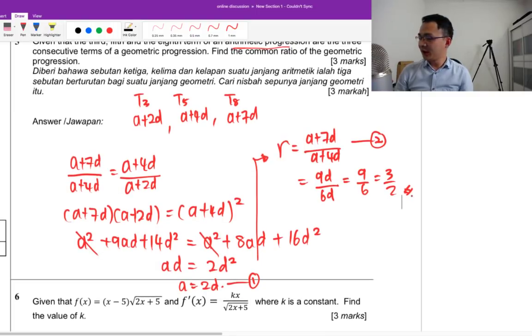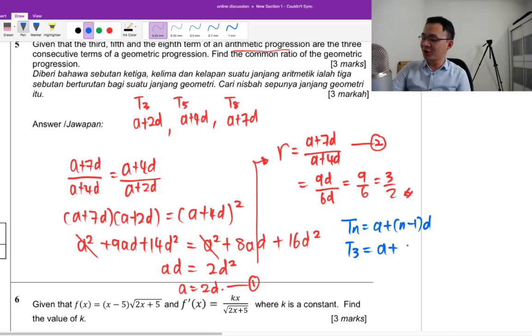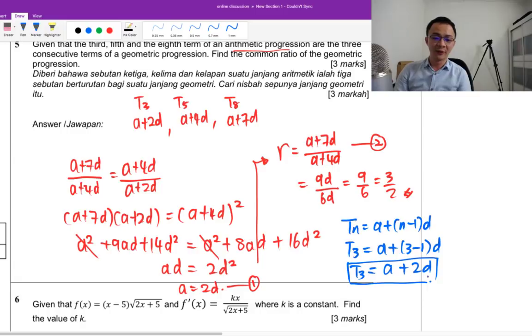Okay, if T3 equals to A plus, okay, interesting. Come, let me tell you why. Tn is equals to A plus n minus 1 D. So T3 is just A plus, your n will become 3, right? So you'll get 3 minus 1 D. 3 minus 1, which is 2. So this is why T3 I will get A plus 2D.